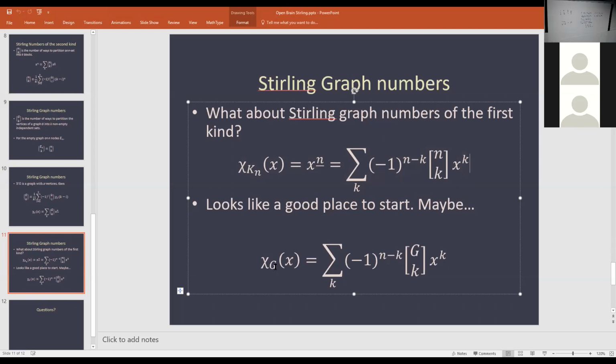Then can we extend that so that it's true for any graph G? Then we could define G cycle K as the coefficient of x to the k. In this case, I pulled out the -1 to the n minus k. Maybe you want to include it.